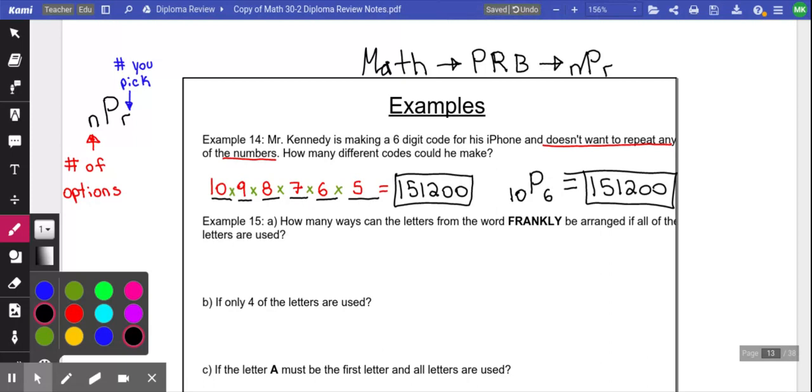I do want to stress that permutations and combinations can only work for questions where you can't repeat things. If I had repeated numbers, permutations doesn't work.